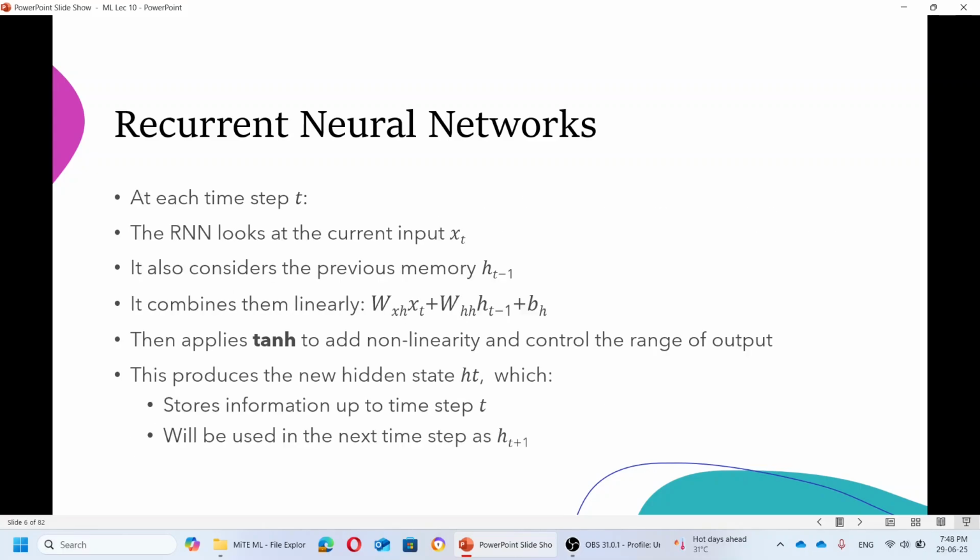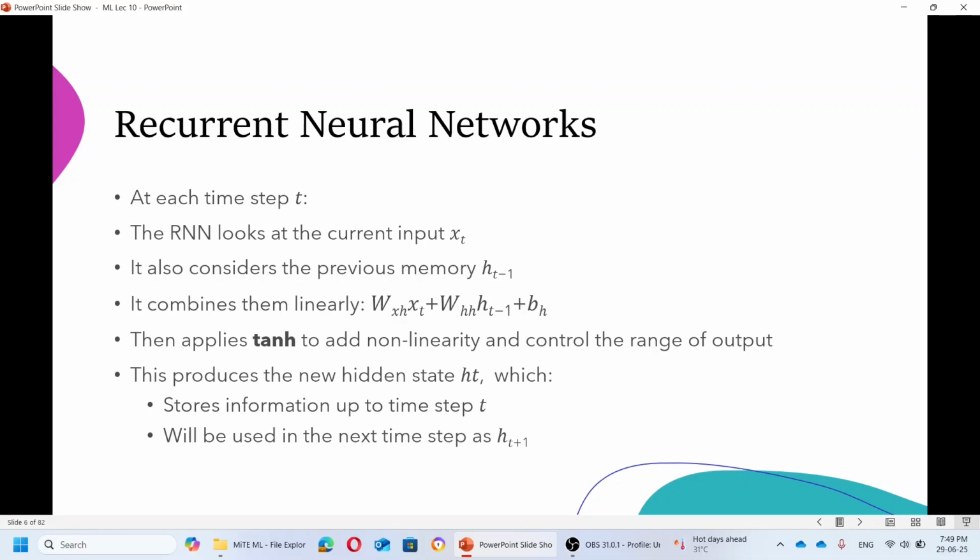So at each time step t, the RNN looks at the current input xt. It also considers the previous memory ht minus 1, as I just told you. It combines them: Wxh xt plus Whh ht minus 1 plus bh. So this previous output is added into this Wxh xt plus bh, but we do not add the previous output as it is, we multiply it by a weight. So a certain percentage of the previous output will be added.